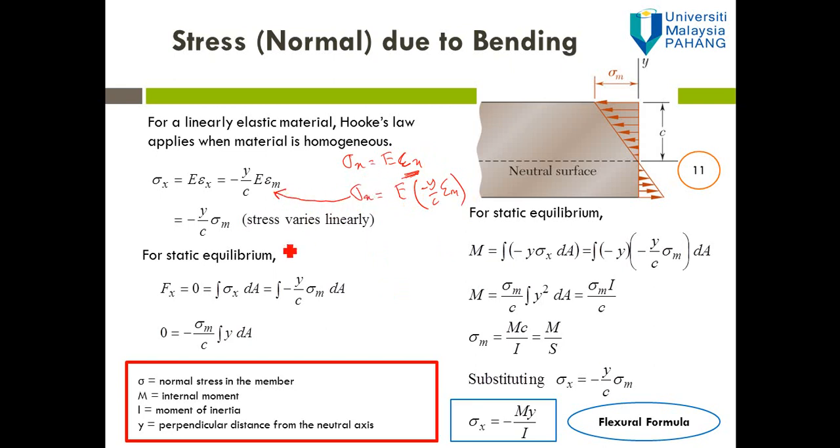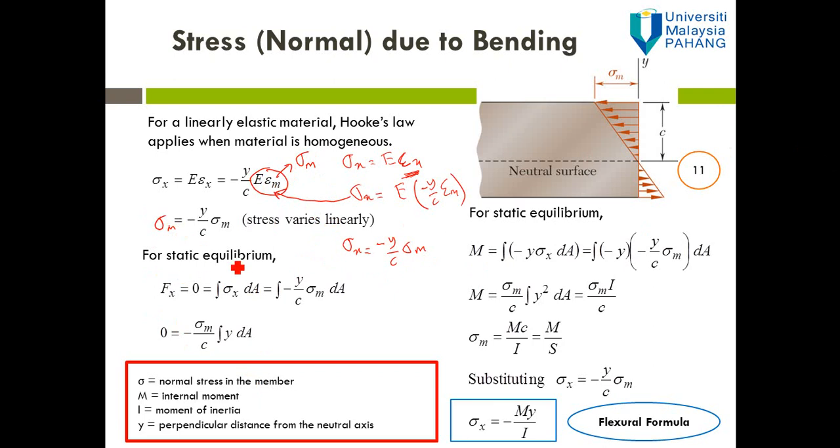Because the stress also varies linearly, we can write sigma x is also equal to minus y over c sigma m, because E epsilon m is equal to sigma m. So this is the equation for sigma m.